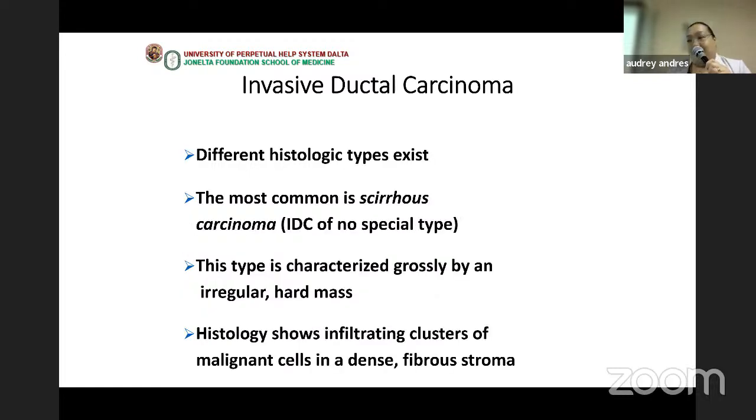Okay. As with your in situs, there are different histologic types. Most common is your serous carcinoma.